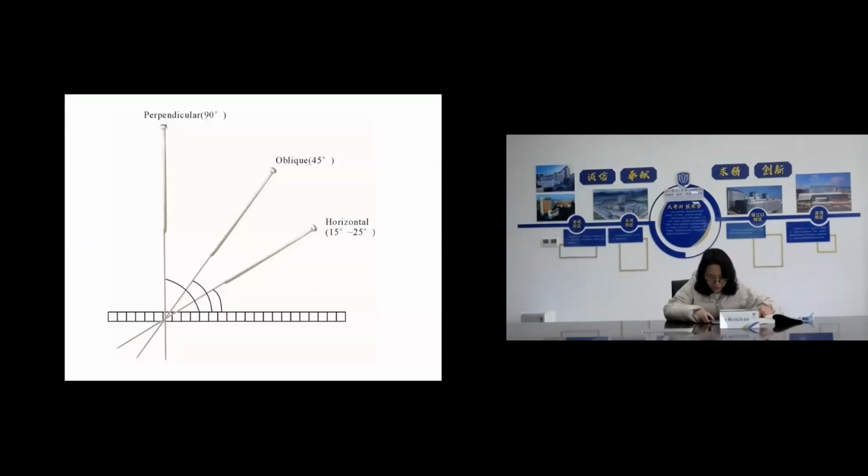The direction of inserting the needle is divided into three different angles. The first one is perpendicular. In most acupoints, we insert the needle perpendicularly. Sometimes we insert the needle obliquely, for example, when the acupoint is near the joint, or the muscle is very thick. And on the face, we insert the needle horizontally.